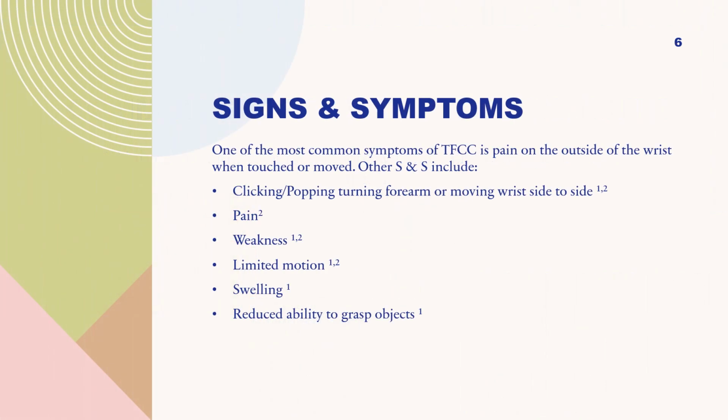So, one of the most common symptoms of TFCC is pain on the outside of the wrist when touched or moved. Other signs and symptoms include clicking or popping while turning the forearm or moving the wrist side to side, pain, weakness, limited motion, swelling, and a reduced ability to grasp objects. While you notice these signs and symptoms, the patient will also be very tender in their wrist.